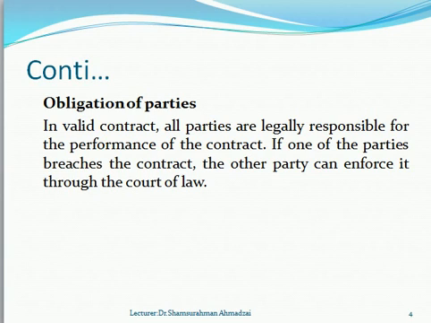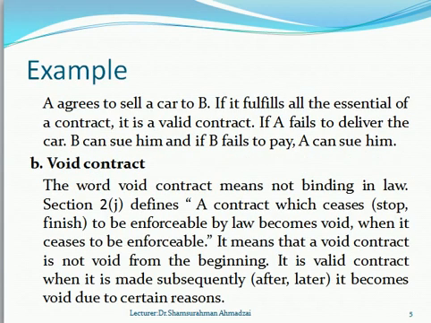So in a valid contract, both of the parties are obliged to perform their duties and responsibilities which they have signed or agreed during this contract. So for example, A agreed to sell a car to B. If it fulfills all the essentials of a valid contract, it is a valid contract.